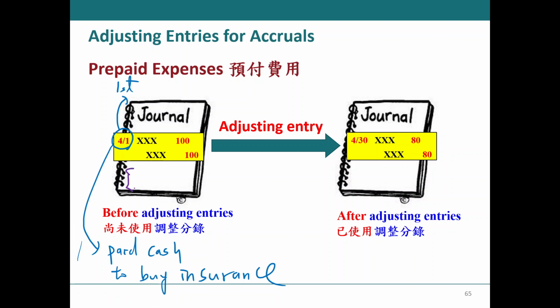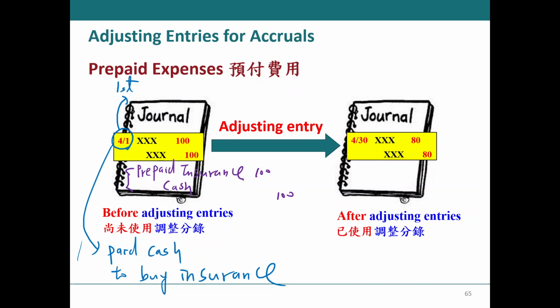You pay the cash to buy the insurance. So you got insurance, your asset, and you lost your cash. So your cash should be decreased, a decrease on credit. So you will say, my asset, prepaid insurance, increases; my cash decreases. How much? For example, 100. So when you open your accounting book, you will find out you recorded the transaction already.